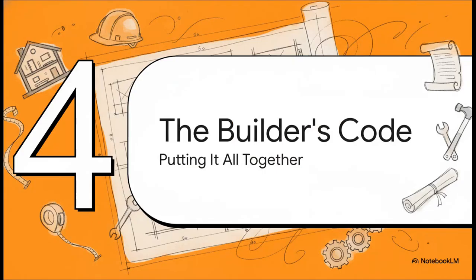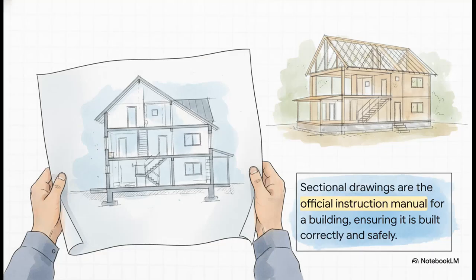Okay, so we've journeyed through the house. We've seen how these drawings work for each part. Now, let's put it all together and really understand why this is basically the builder's secret code. Here's the most important point of all. These sectional drawings are not just pictures. They are the official instruction manual for the building. They show a builder exactly what's supposed to be inside a wall or a floor and precisely how to put it all together correctly, strongly, and most importantly, safely.